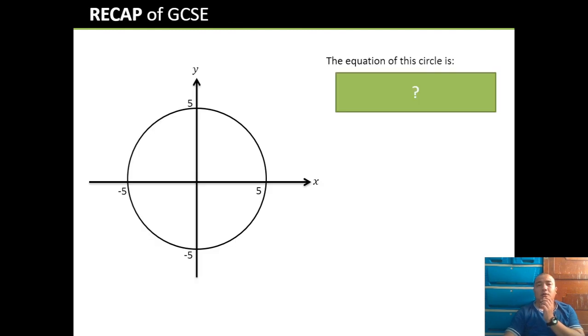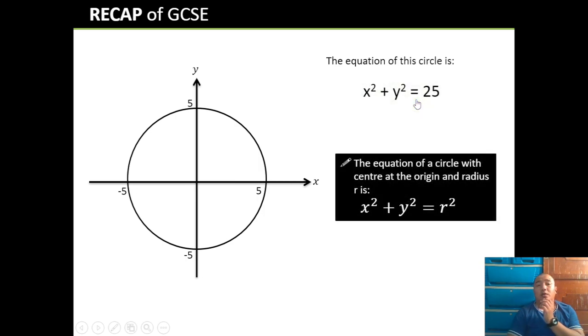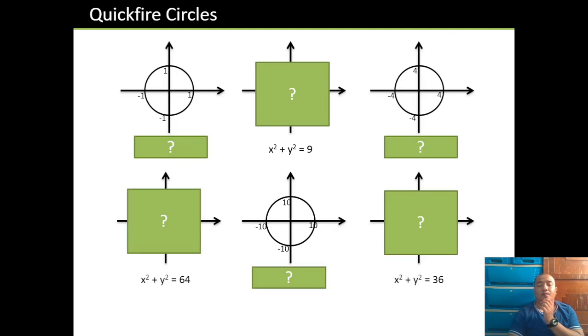Next, what's the equation of the circle? In the figure, it's very easy. Its center is at the origin with radius 5. X squared plus y squared equals 25. The equation of a circle with center at the origin and radius r is x squared plus y squared equals r squared.